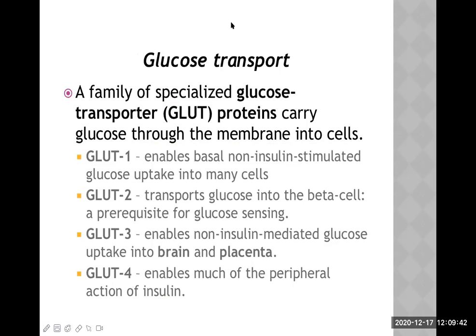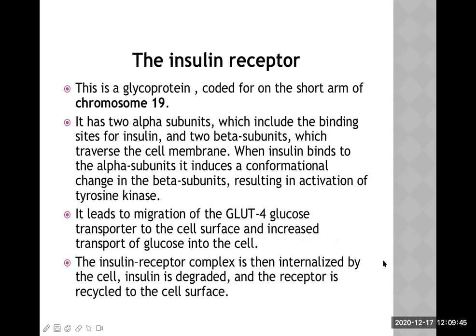Let's move on. Now, let's talk about the insulin receptor. Okay, and what is the function of this insulin receptor? Now, this insulin receptor is a glycoprotein which is coded for on the short arm of chromosome number 19. The gene is present on chromosome 19. Remember, the gene which is responsible for the synthesis of insulin is on chromosome number 11. But for the insulin receptor, okay, it is chromosome number 19.